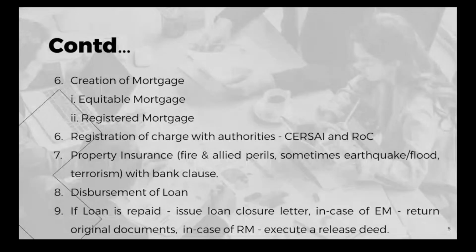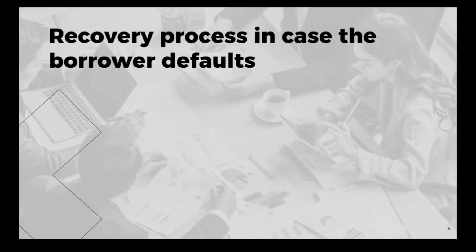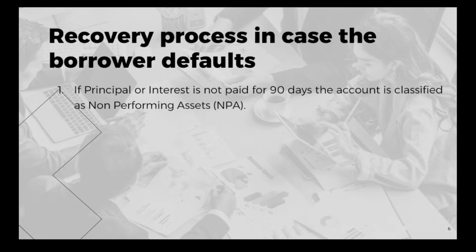In this process, the loan is repaid by the borrower, but sometimes the loan is not repaid. So what is the recovery process in case of a borrower who defaults? If principal or interest is not paid for 90 days, the account is classified as a non-performing asset, NPA.